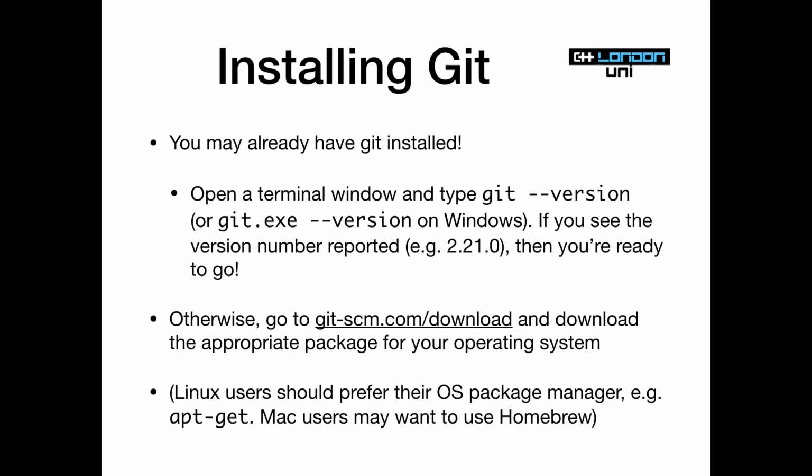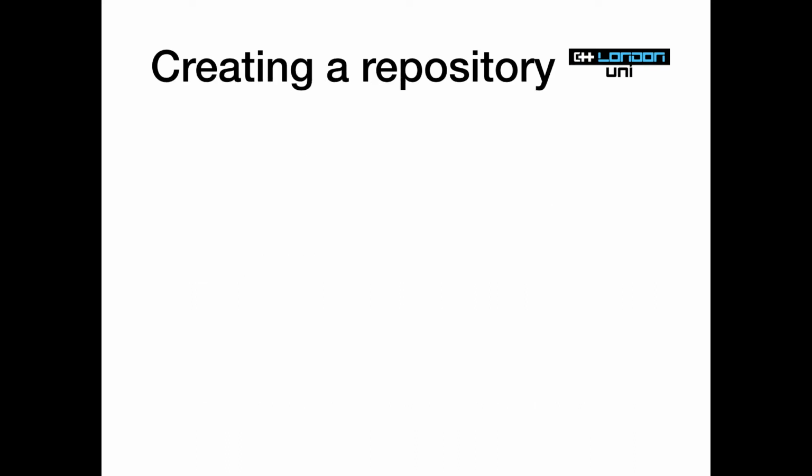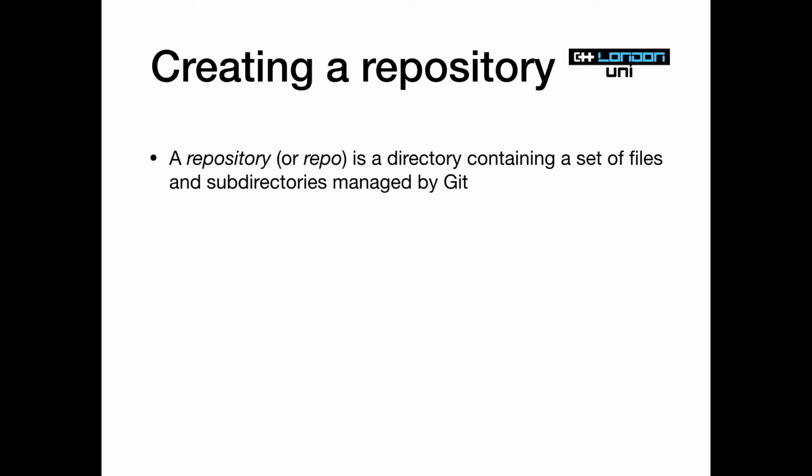Keep it simple. Okay, let's have a play then. So, step one. We need to create a repository. Yeah, hang on. What's a repository? So, a repository, in Git terms, is a directory. You initialize a directory as a Git repository.